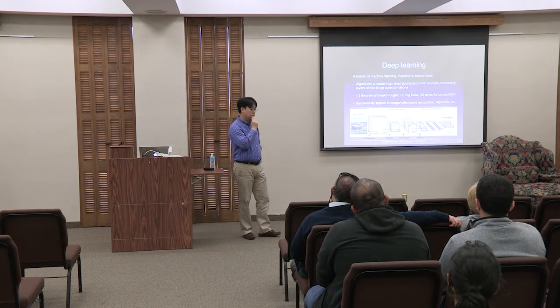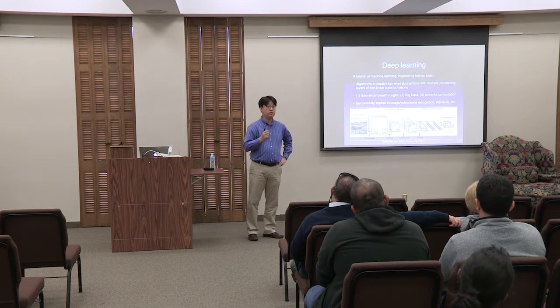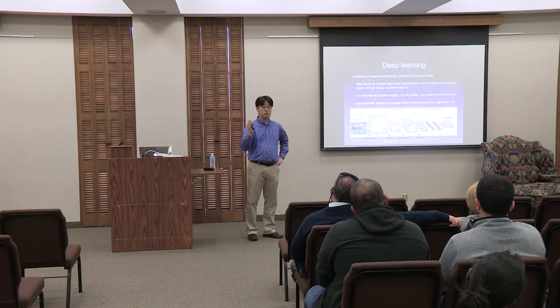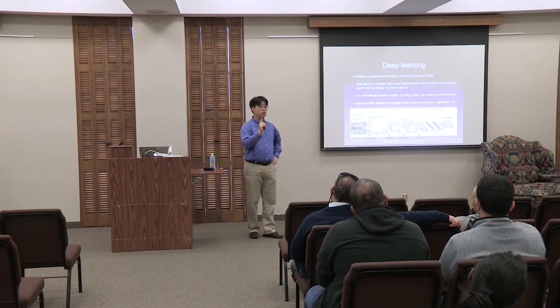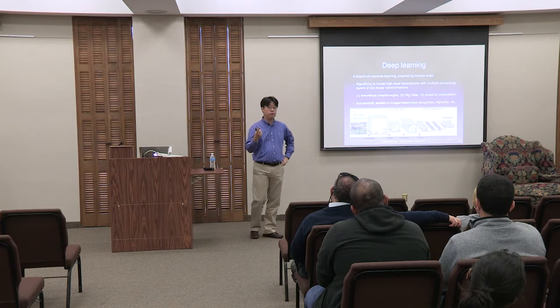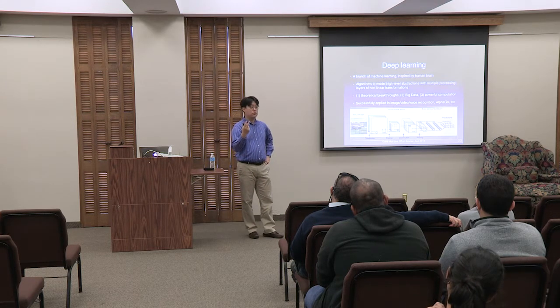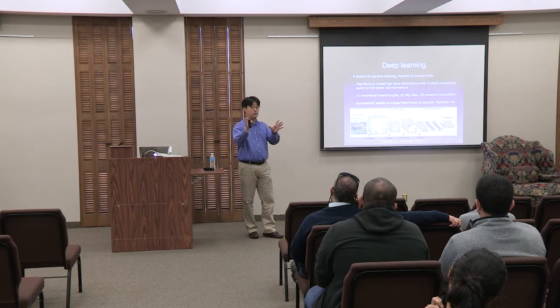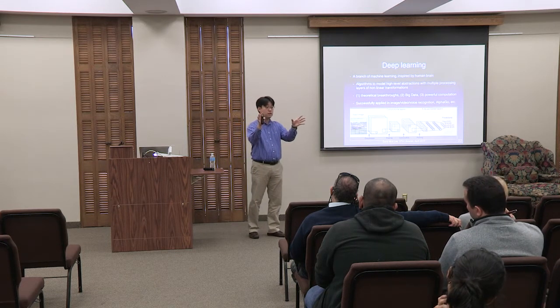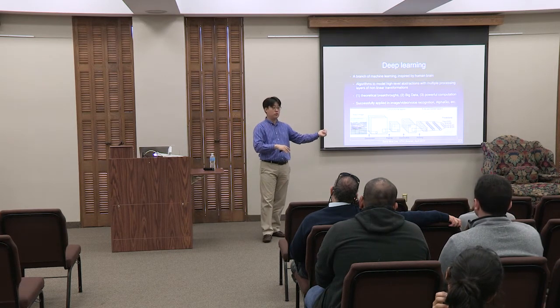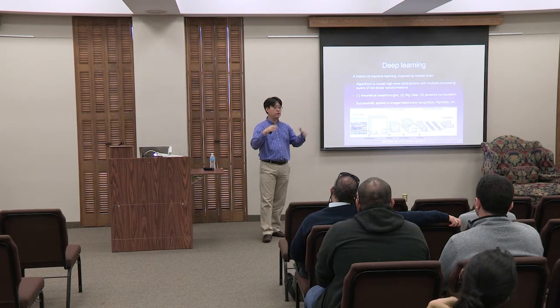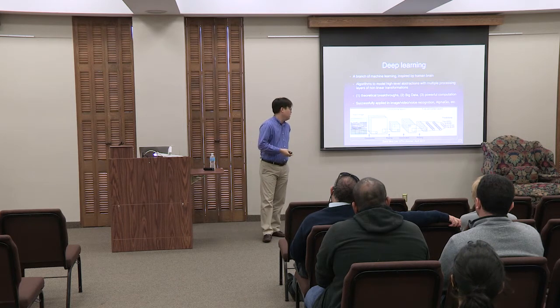Actually, this model has been around for at least 50 years, but it has recently been very successful because of three reasons. One is that there was some theoretical breakthrough in the mathematics. The second thing is big data. Now we have a lot of photos and tags associated with them. We can use that data to train this neural network. This neural network needs to see millions of photos to understand. Third is the computational power.